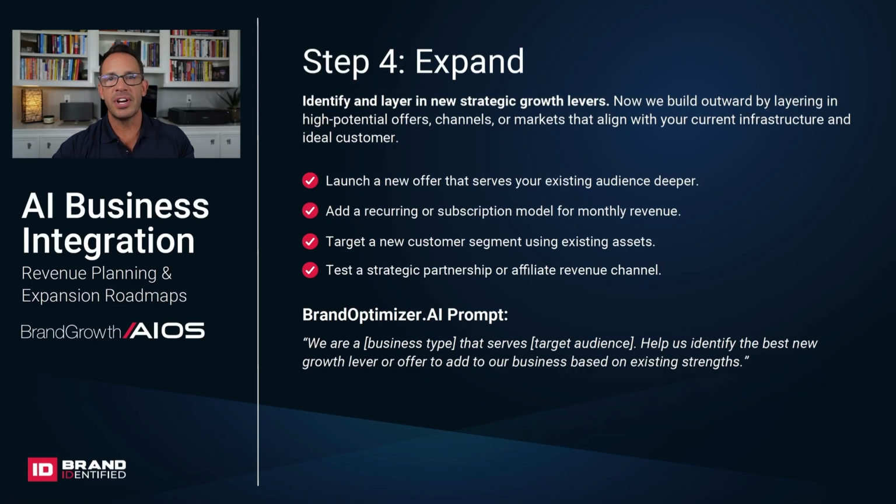So step number 4 here is to expand. Identify and layer in new strategic growth levers. Now we build outward by layering in high potential offers, new channels or markets that align with your current infrastructure and your ideal customers. So launch a new offer that serves your existing audience deeper, add a recurring or subscription model for monthly revenue, target a new customer segment using existing assets, or test a strategic partnership or affiliate revenue channel. And then, as always, I've given you another BrandOptimizer.ai prompt for step number 4.